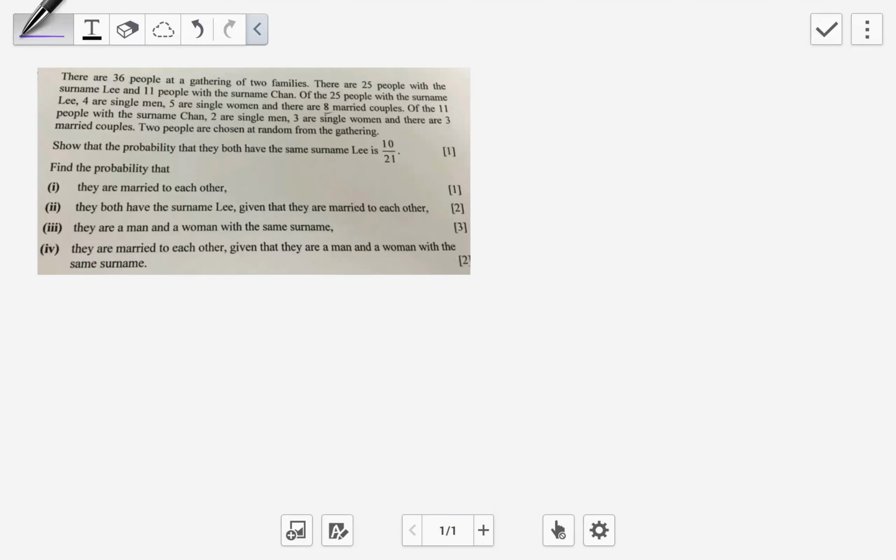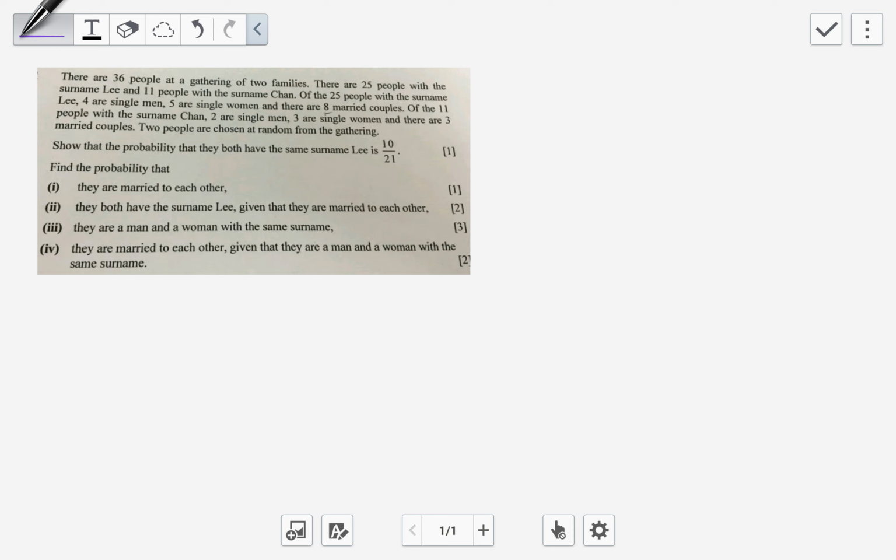Okay, this is a question on finding the probability of something happening. In this paragraph, you see a lot of information. It will be good if you can summarize all this information in a table. It will help you to find a probability.